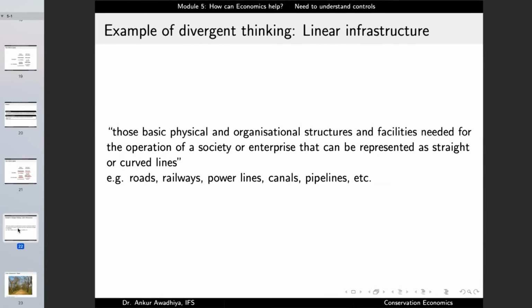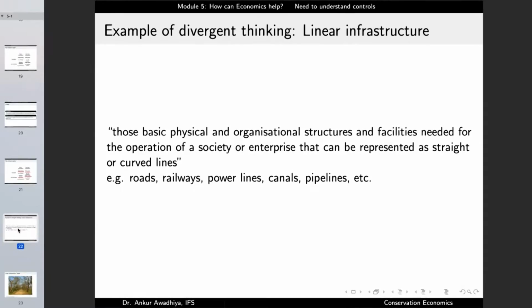Now, we'll look at an example to see that it is not that both of these thought processes are very different. We can bring the economists and the ecologists onto the same page. We can bring them to a common solution that can benefit both of them. And this example is one of linear infrastructure.